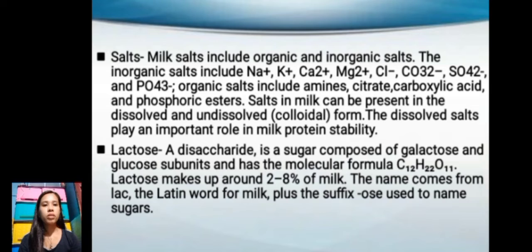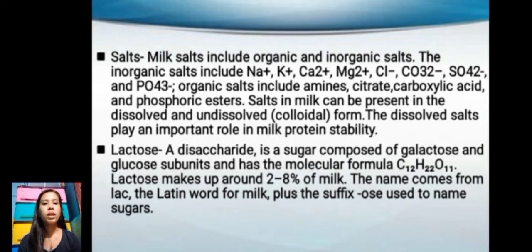Organic salts include amines, citrate, carboxylic acid, and phosphoric esters. Salts in milk can be present in the dissolved and undissolved form. The dissolved salts play an important role in milk protein stability.